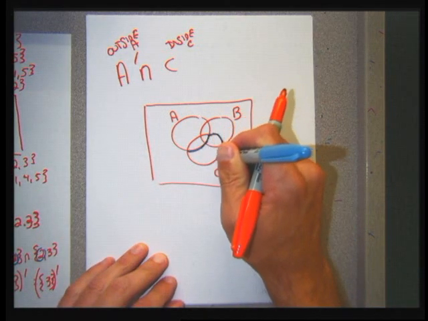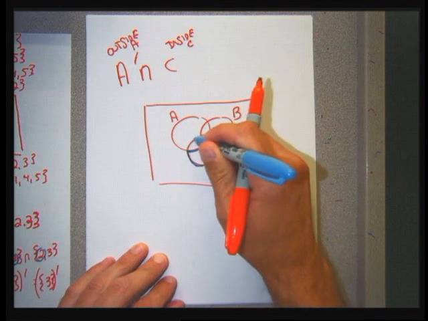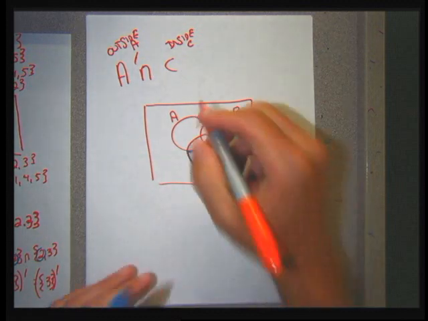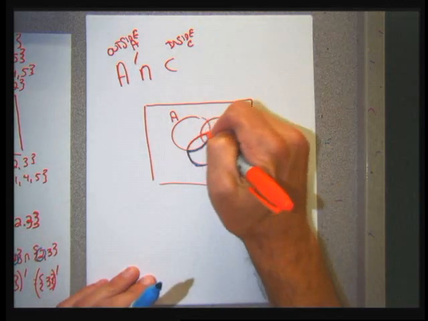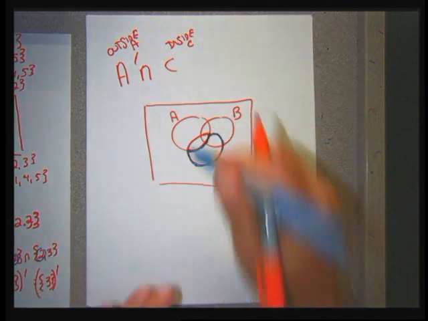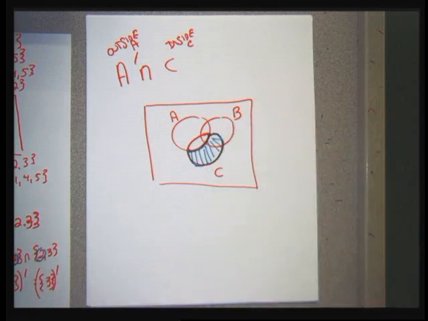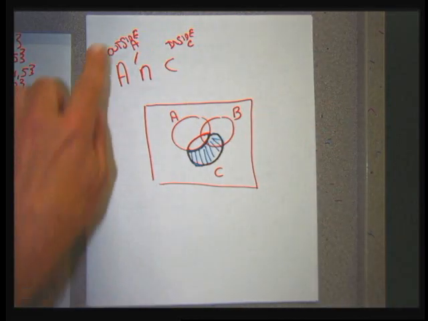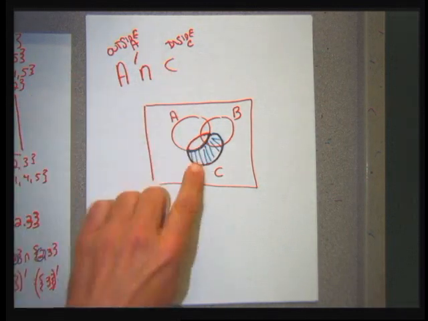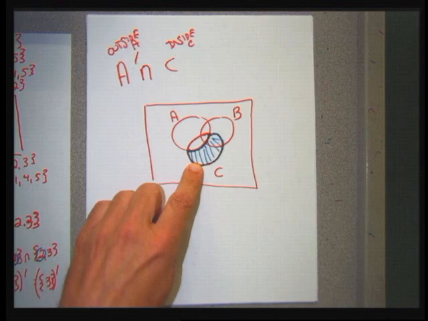This region is inside the C circle, because the C circle is all this circle here, but I want to be outside the A circle, and this region right here of the C circle is inside the A circle. The prime means outside of the circle, non-prime means inside the circle. That's the region that's simultaneously inside of C and outside of A.